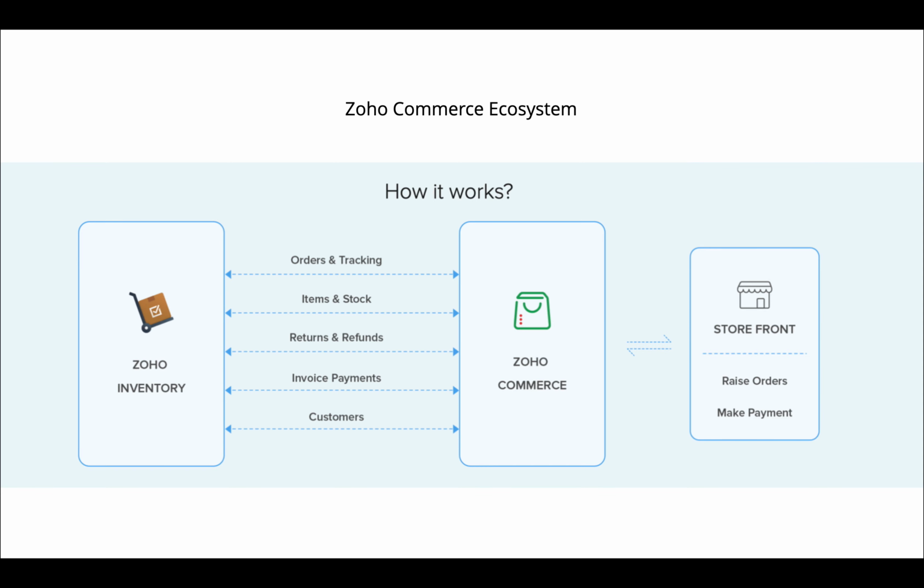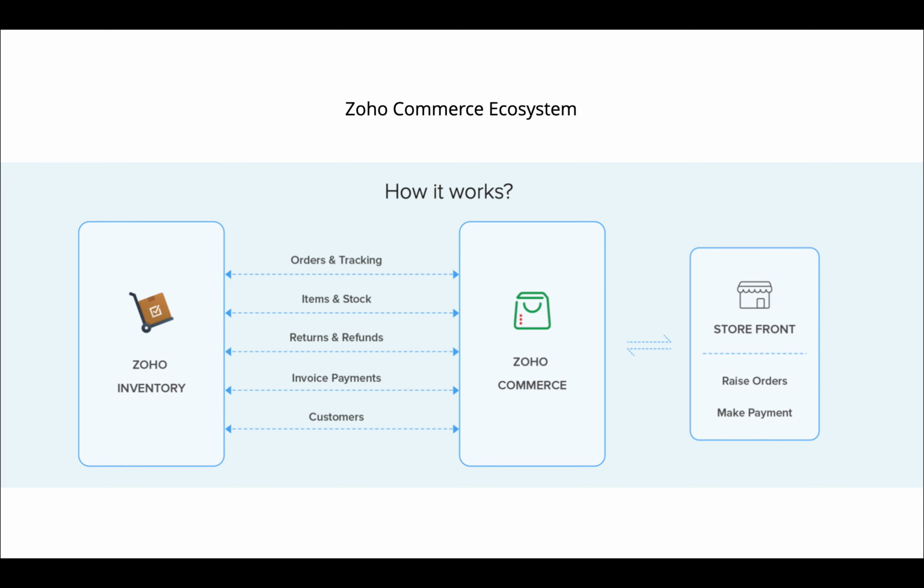First, let's talk about the Zoho Commerce ecosystem. Zoho Commerce is built on top of Zoho Inventory and Zoho Books. This also means these three products are tightly integrated. Zoho Commerce is the storefront. This is where users would interact with the products, purchase the products, and this information is seamlessly transferred over to both Zoho Inventory as well as Zoho Books.